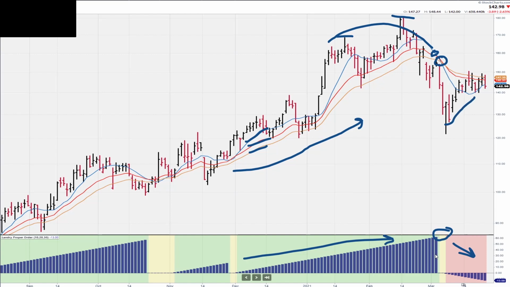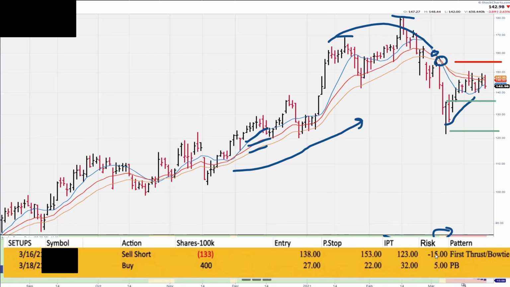Now, this one hasn't triggered, and it's quite a few days into the pullback, so I may pull this off of my trading service if it doesn't trigger really soon. Again, I like shorts to trigger as soon as possible, but this one sure looks like a major top, so I'm sticking with it for a little while longer to see what happens. And your parameters on this one: 138 entry, 153 stop, and an IPT of 123.